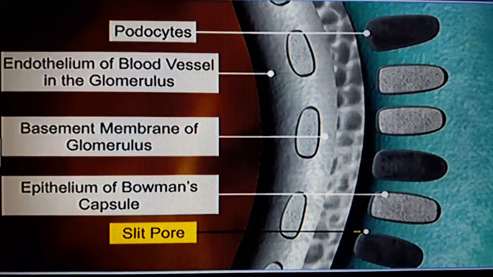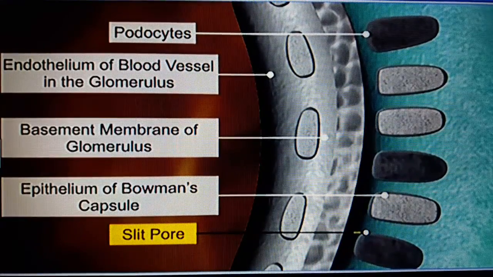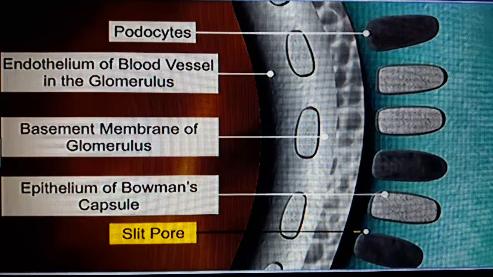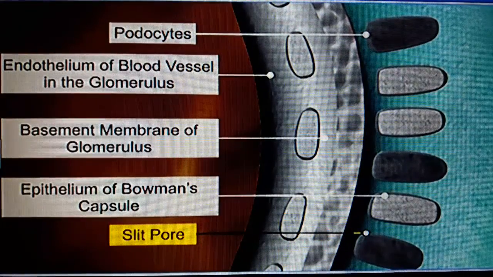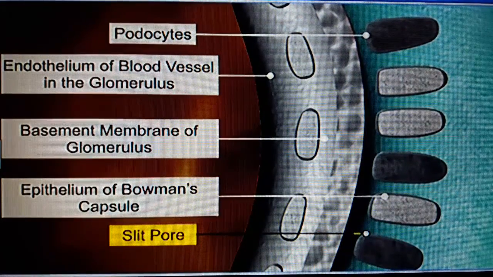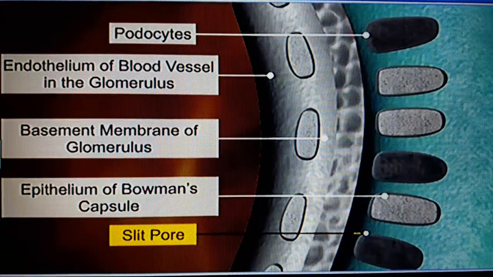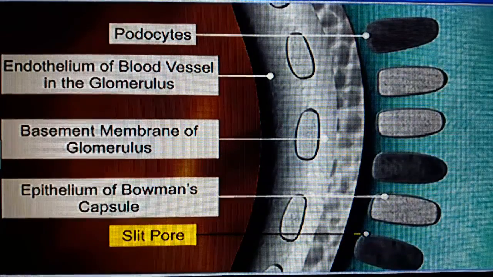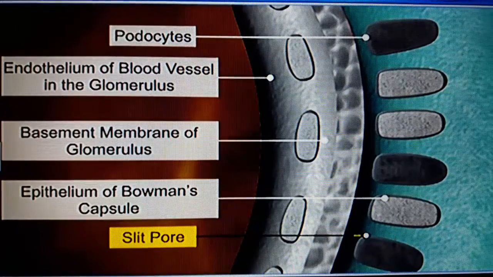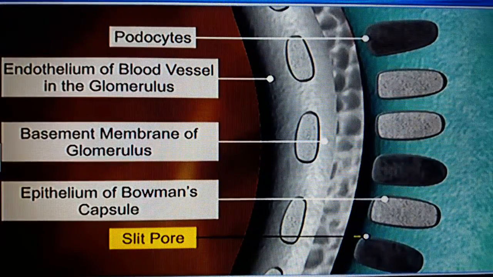So friends, the endothelium of capillaries and the epithelial lining of Bowman's capsule are porous, but the basement membrane acts as a filter. As a result, the glomerular filtrate formed has almost the same composition and osmotic pressure as blood, but without plasma proteins and blood cells.